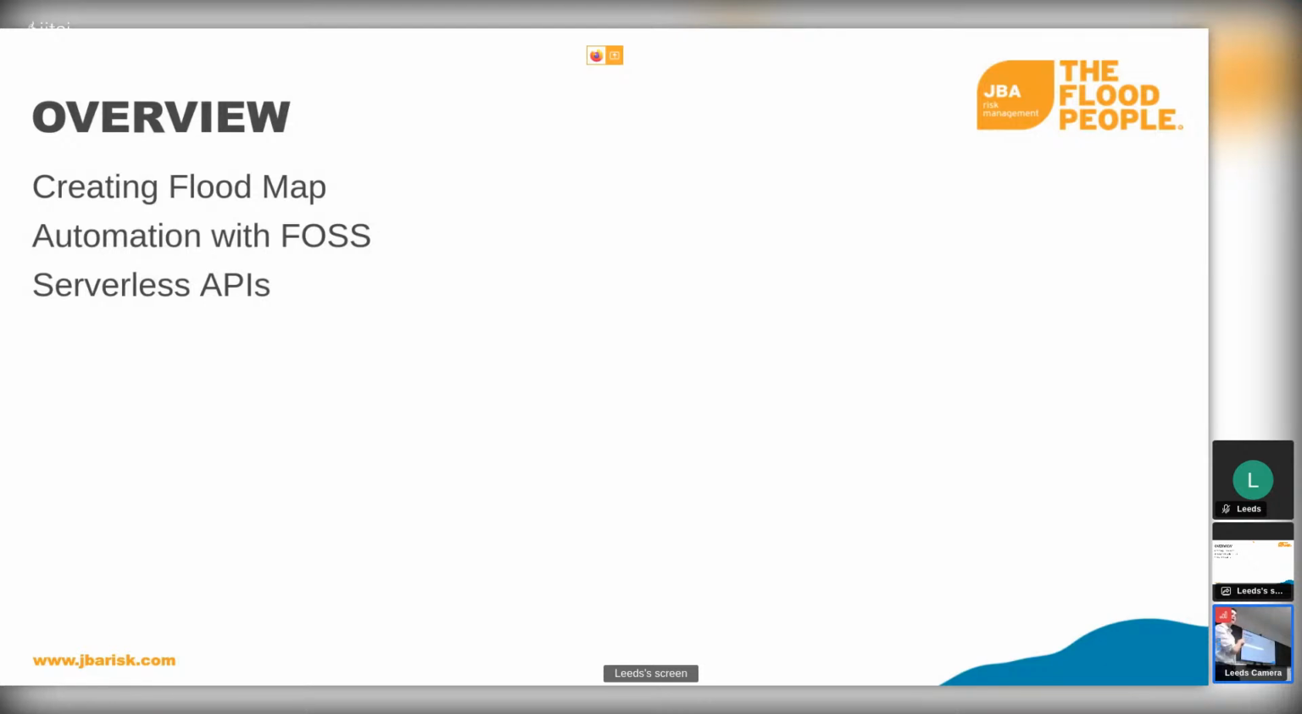The next part is all about how we've used free and open source software, like GDAL as mentioned earlier, to automate some of our processes and improve the efficiency with which we can create these flood maps. Then the final section is our latest bit, and this is new for us as a company, but this is about how we're pushing out cloud services using serverless approaches.